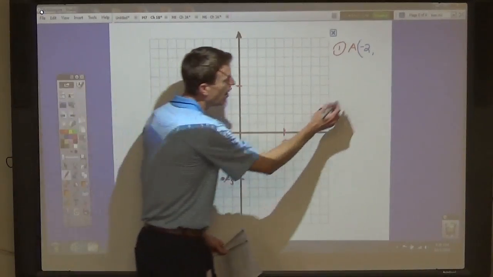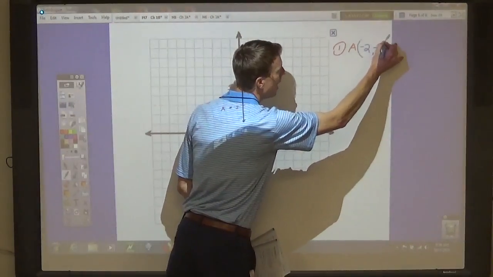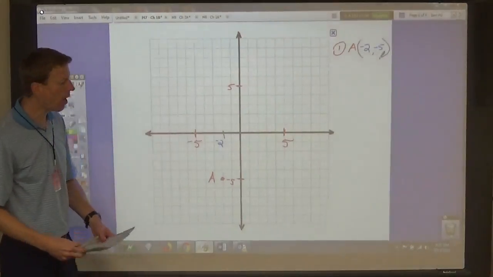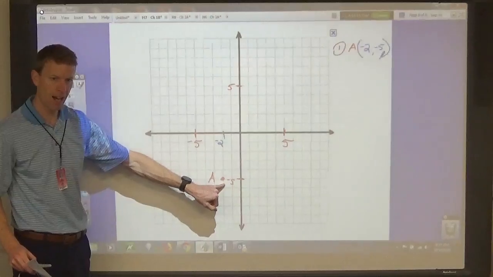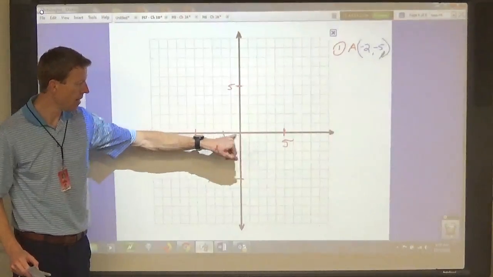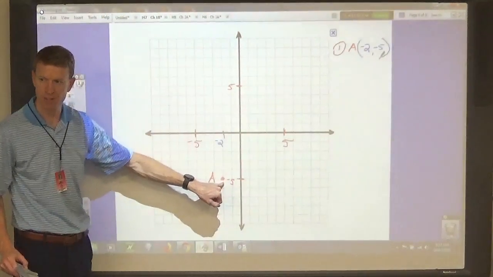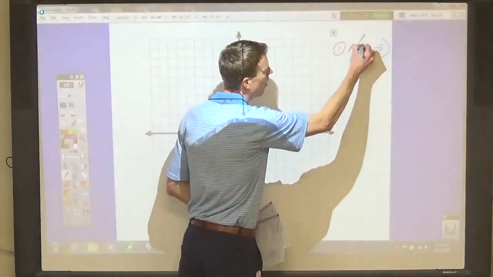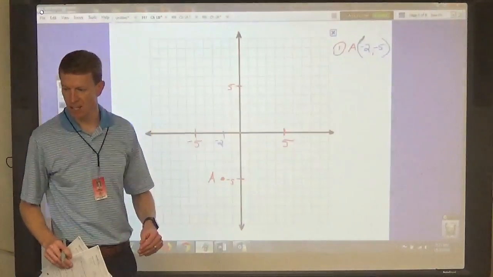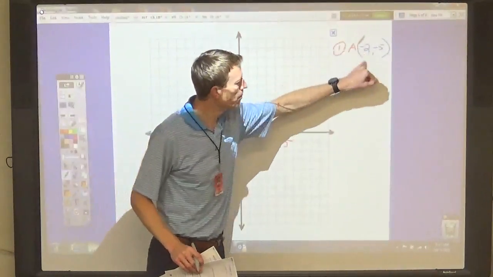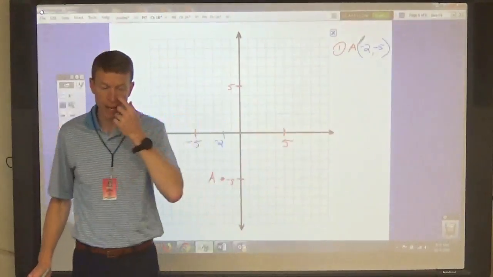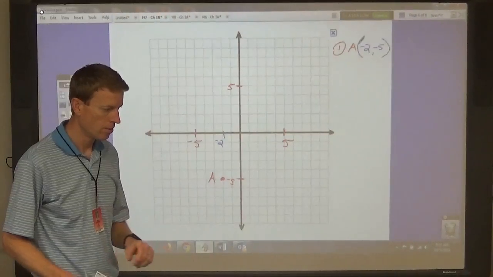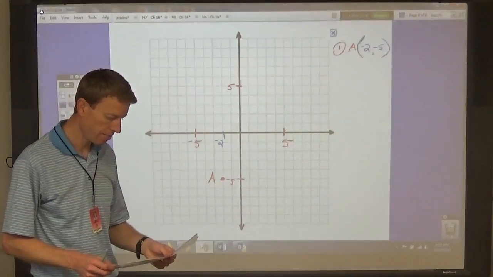Yep, it's down 5. When you count to the dot from -2, it goes down 5. So the y-coordinate is -5. This point is at (-2, -5). Now, notice that all the points are written in parentheses. That's important. You have to put them in parentheses. An ordered pair is always written in parentheses. So make sure you write them in parentheses, okay?